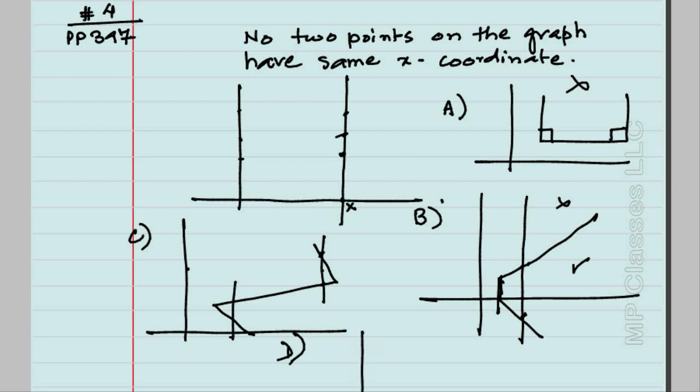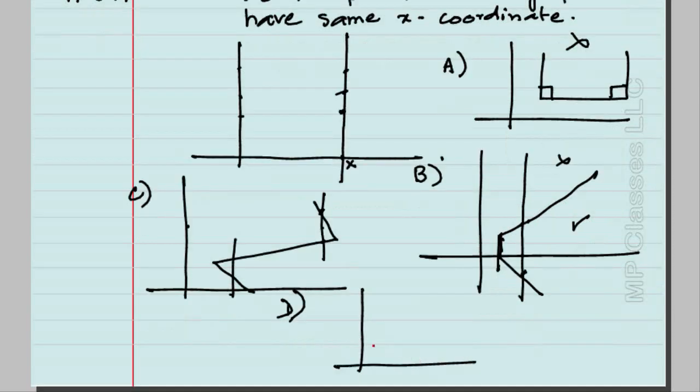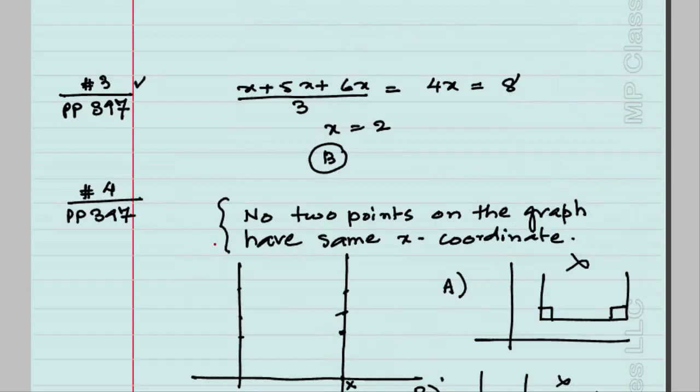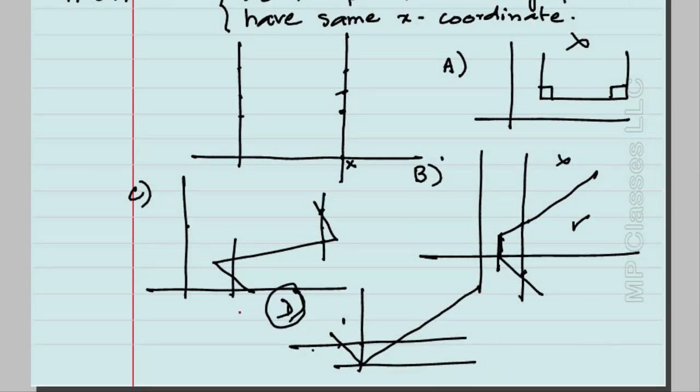In D they have a graph which is like this. Now if you draw any line parallel to y-axis, it will not cut in 2 points. If you draw horizontal like this, it will have same y but 2 different x's. So this condition is certainly met by D.